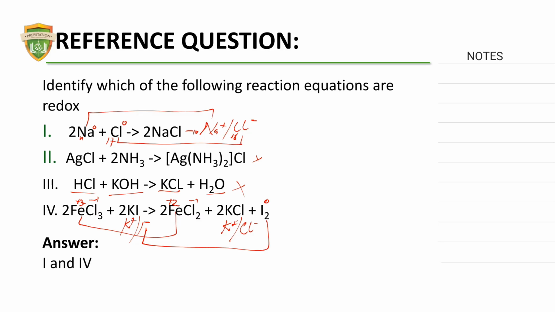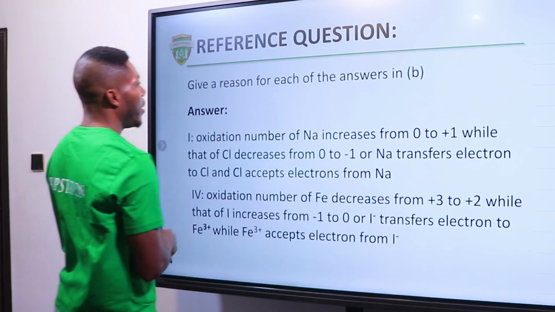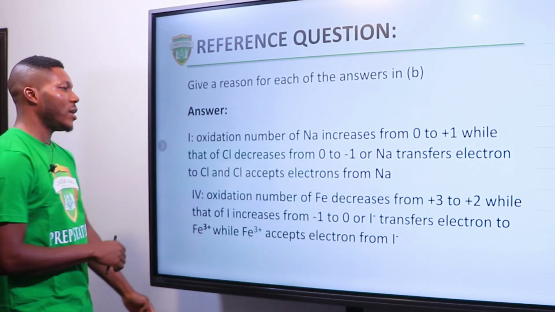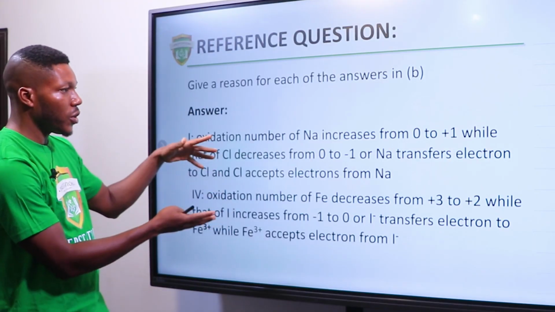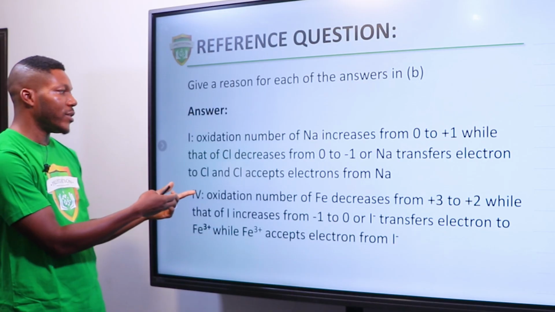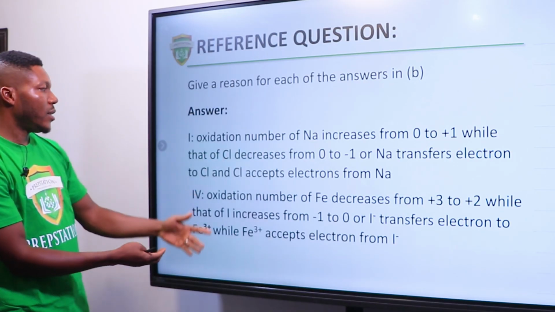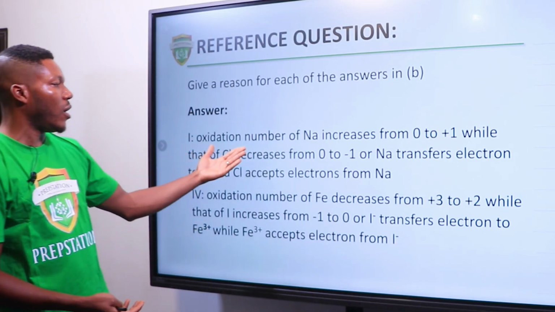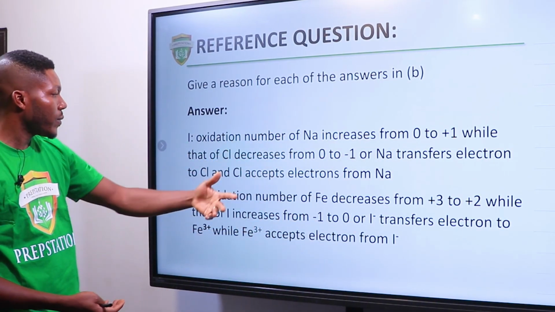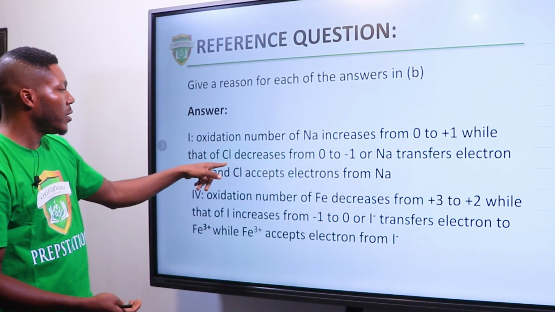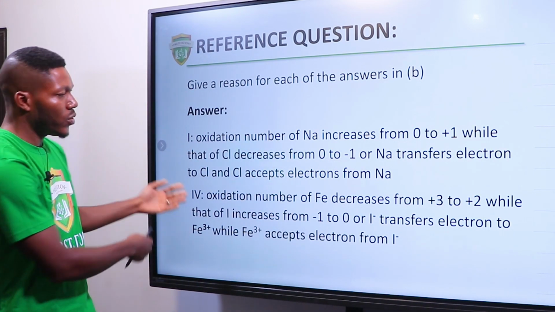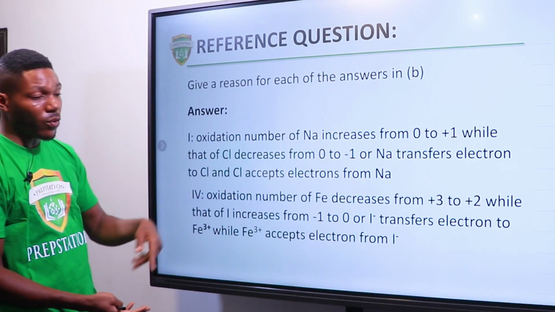Okay, let's look at other examples, other questions. Give a reason for each of the answers. Okay, I've done that already. This is how the question comes. So you can go back to the previous slide and check where it's done. This is just the answer, right? There is an increase of sodium from 0 to +1, loss of electron, whereas chlorine decreases from 0 to -1 in that same first equation. So that is the reason why it is a redox reaction.